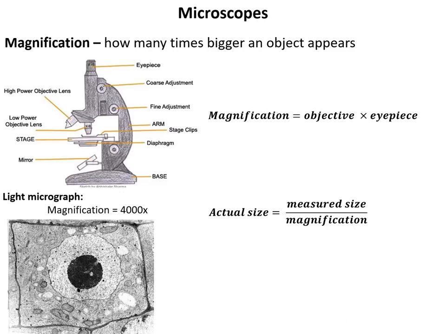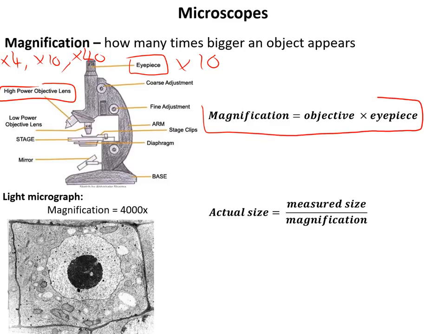We know so much about cells from microscopes. Microscopes produce magnified images, and magnification is how many times bigger an object appears than it really is. Microscopes work using two lenses: the objective lenses, of which you normally have three, such as times 4, times 10, and times 40 magnification, and the eyepiece lens, which is normally times 10. The overall magnification is the objective lens multiplied by the eyepiece lens. Other important parts are the coarse and fine adjustment dials for focusing, and the stage where you place the slides.